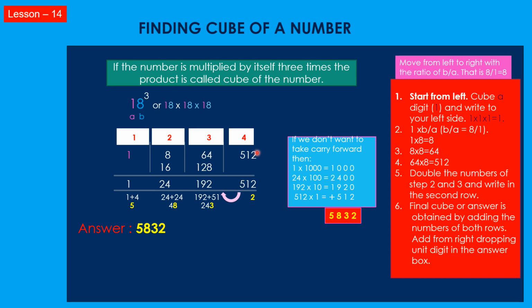Alright, the second step is you just double the numbers of step 2 and 3. So you double 8, you get 16. And you double 64, you get 128. And the final cube or the answer is obtained by adding the numbers of both the rows here. So 512 comes here. 64 plus 128 is 192. And 8 plus 16 is 24.